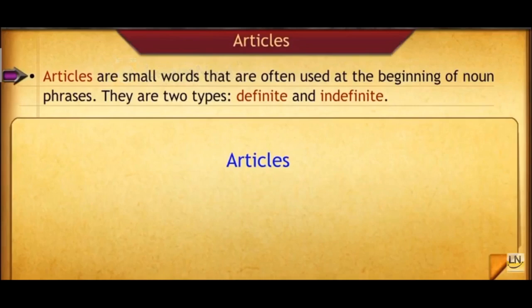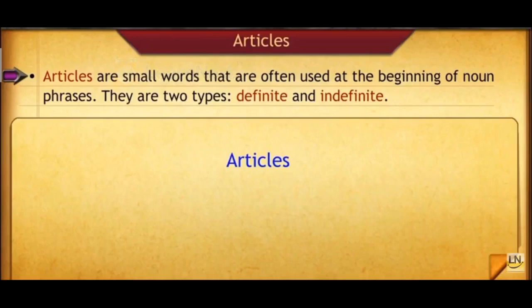Articles are small words that are often used at the beginning of noun phrases. Now, what are noun phrases? Noun phrases are sentences that have a naming word in them. Alright, so having a naming word, having a noun, it refers to the name of a person, place, thing, animal, whatever it is, right? Having a definite term or definite word, that means a noun.